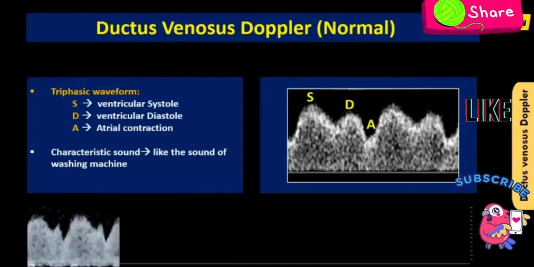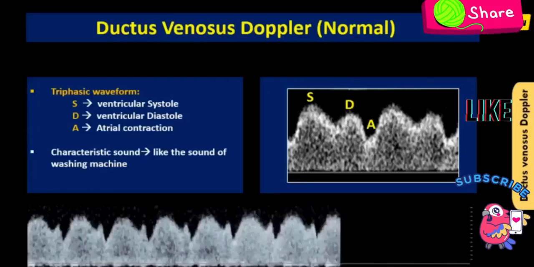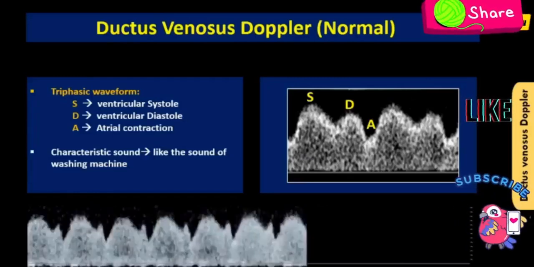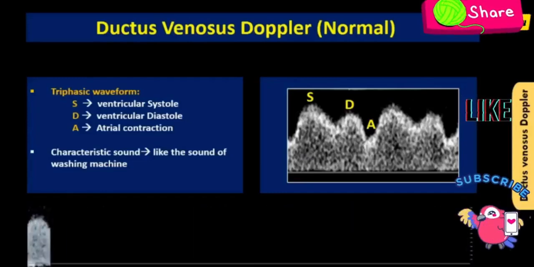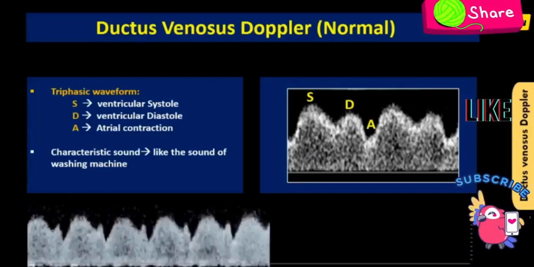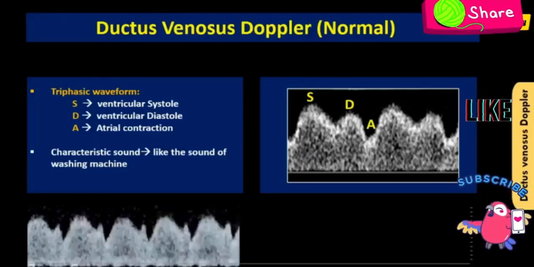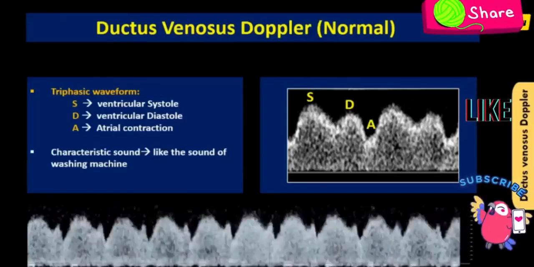The ductus venosus has a characteristic sound. Its sound looks like the sound of a washing machine. Listening while sampling is helpful to confirm correct cursor placement. This is the sound of ductus venosus Doppler.